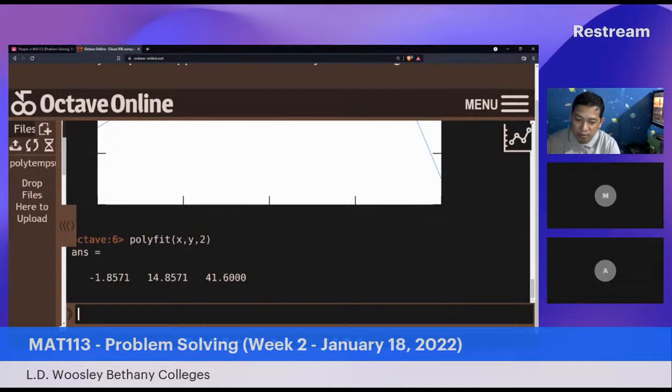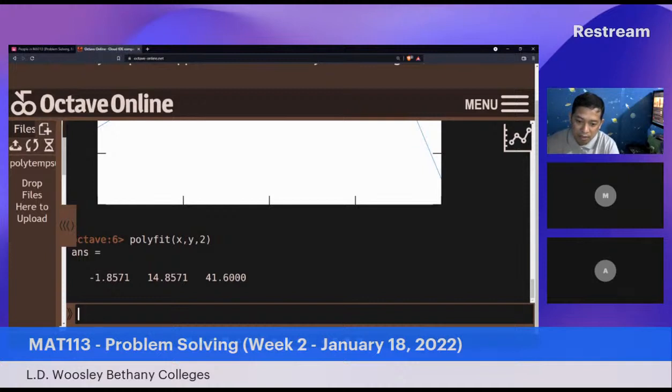Okay, so the quadratic formula, that is ax squared plus bx plus c. That would be the interpretation here. It will become negative 1.85 x squared plus 14.8571x plus 41.6 is equal to 0. That would be the value for that.